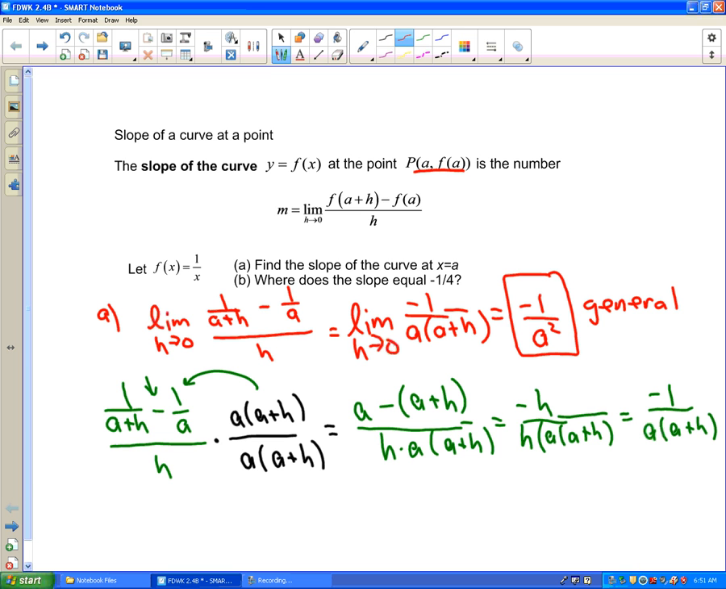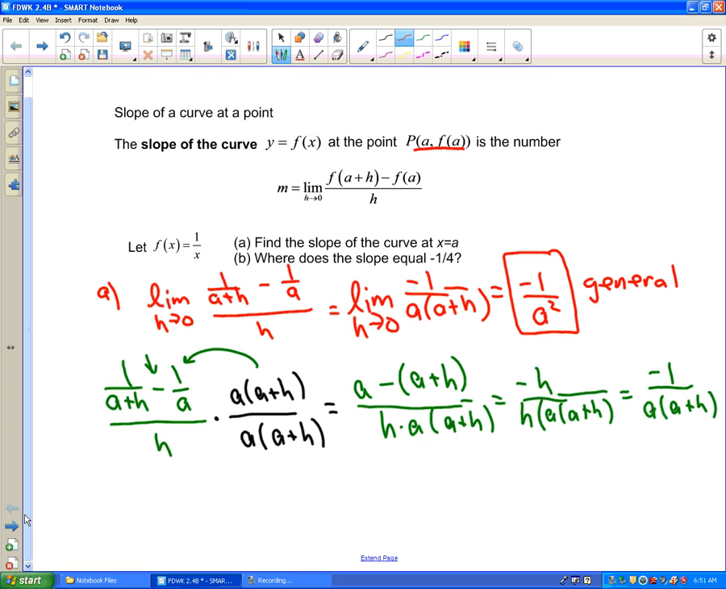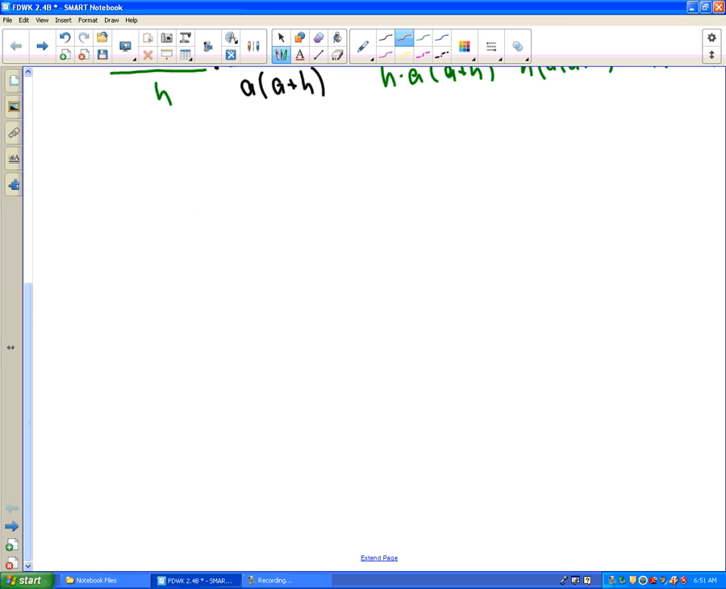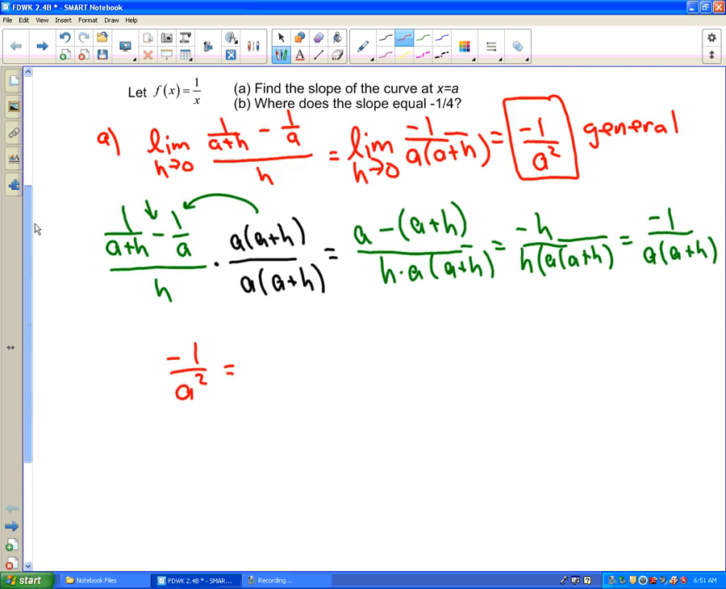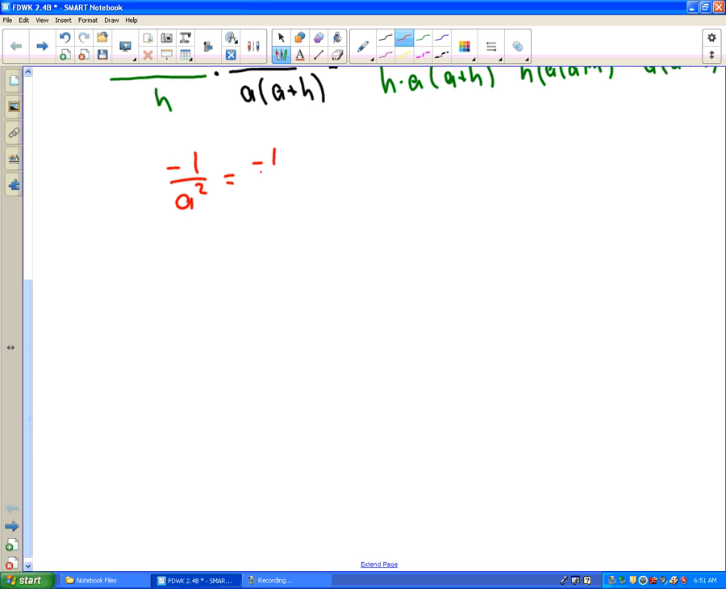So in part B here, let's extend the page a little bit. In part B, we wanted to know when the slope was negative 1/4. So we're going to set negative 1 over a squared equal to, double check here, negative 1/4. So when we do cross products, we get negative a squared equals negative 4. A squared equals positive 4. A equals plus or minus 2.